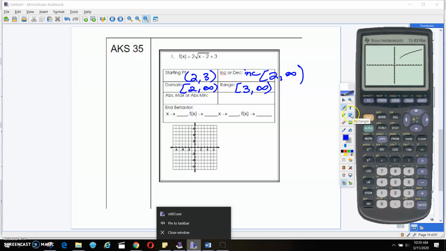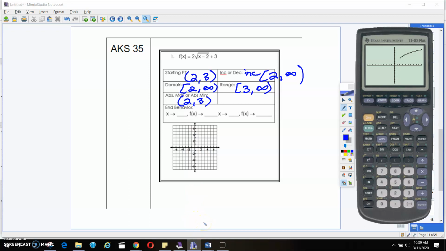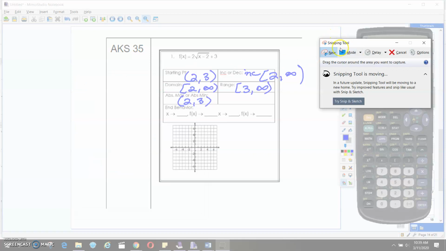Technically, this one has an absolute min, okay, but normally we don't talk about minimum and maximum with radicals, but for this one, we're going to have a minimum of 2, 3, okay? Now, in behavior, what's going to happen is, one second.